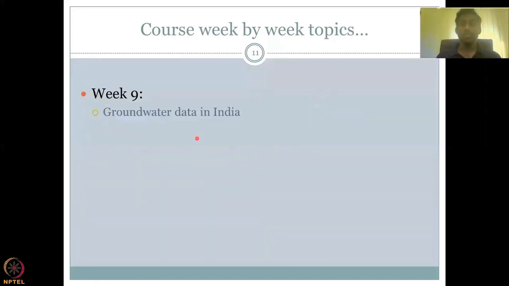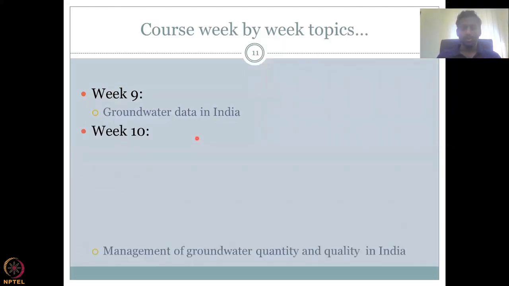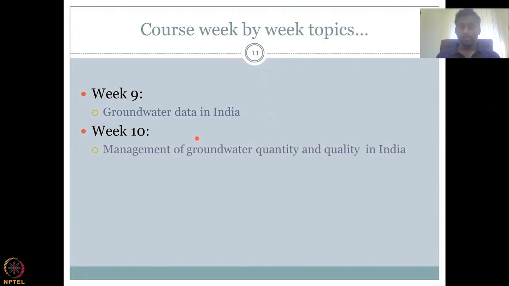Moving on, in week 9, we'd be looking at groundwater data in India. What are the different data resources that we can use? We'd be looking at management of groundwater quantity and quality in India. So this week is very specific about how you can manage the groundwater, both quantity-wise and quality-wise, for India.